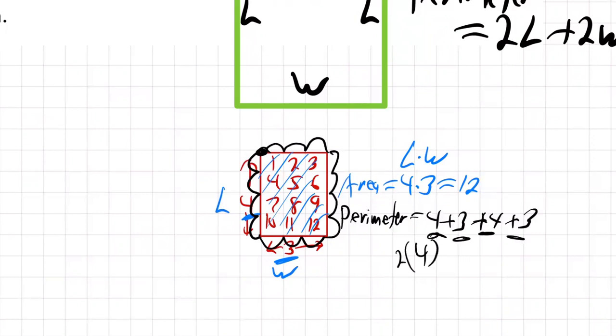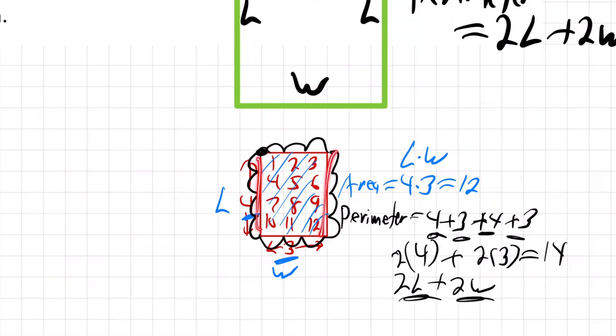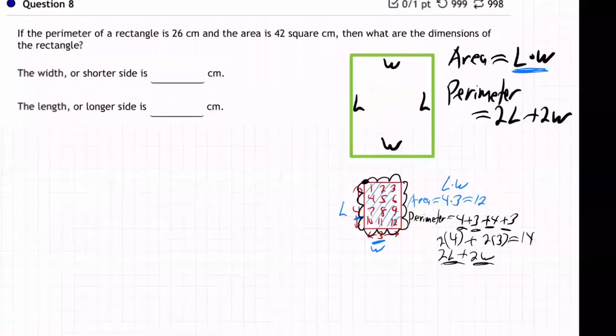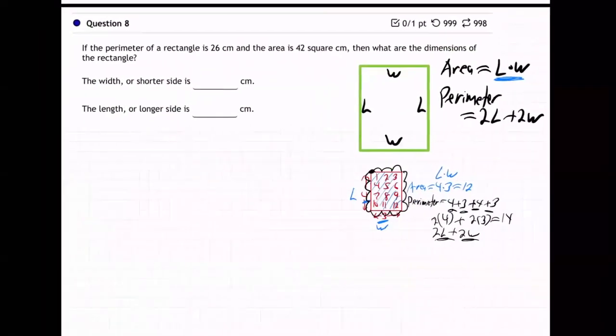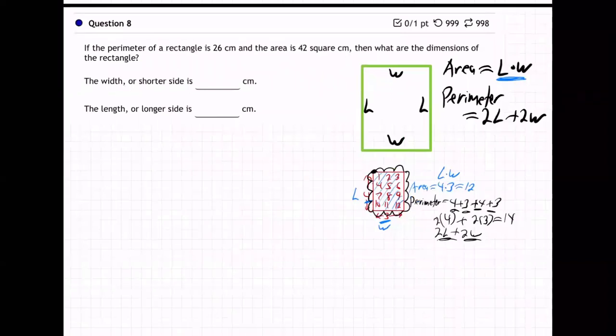Right? It's 2 times 4 plus 2 times 3, whatever that comes out to be. You can just add 14, I think. So it's 2 lengths and 2 widths, isn't it? Because you have the length twice and the width twice to go all the way around the outside of a perimeter of a rectangle. That's why the perimeter formula is 2 lengths plus 2 widths. I just wanted to give you a real life feel for where those formulas come from. They're right and true, aren't they?